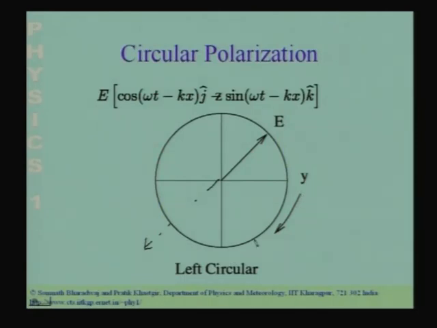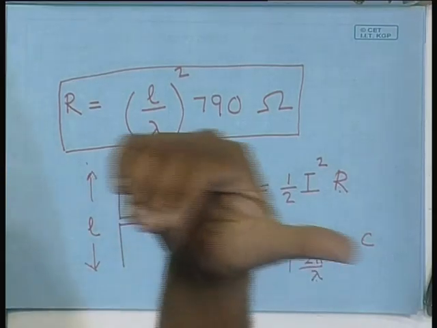Now, we will adopt a convention for the circularly polarized light. We will adopt a convention where if the wave propagates in the direction of the thumb, and if the electric field goes around like this, we will call this right circularly polarized light. Whereas, if the wave is going like this and if the electric field rotates in this direction, we will call this left circularly polarized light.